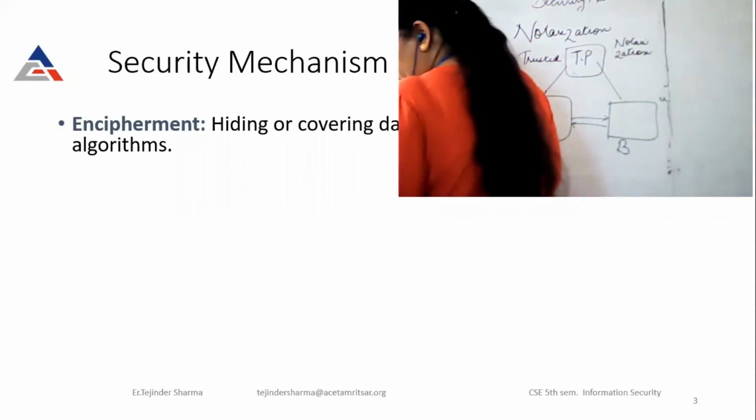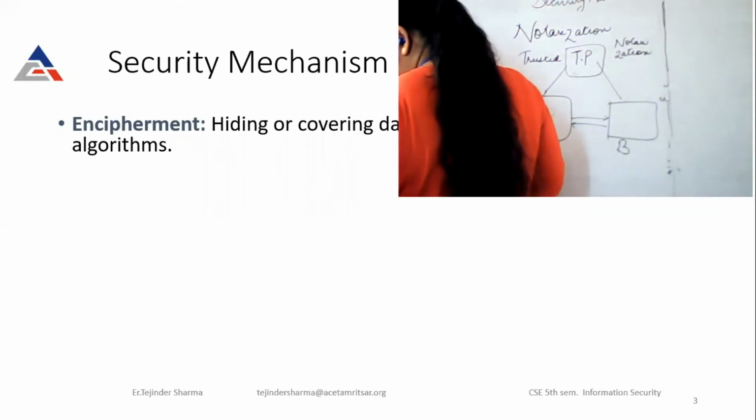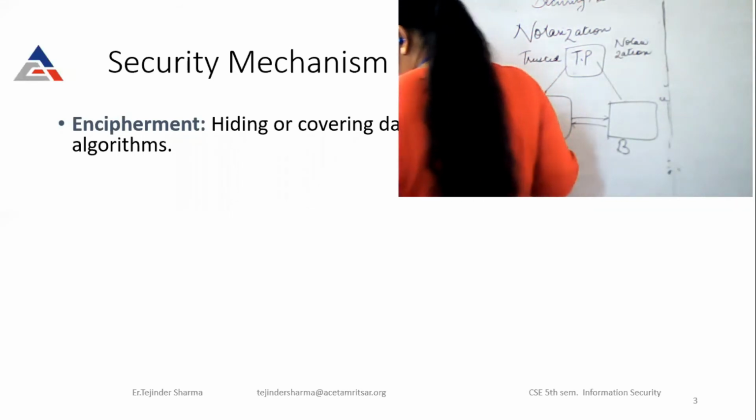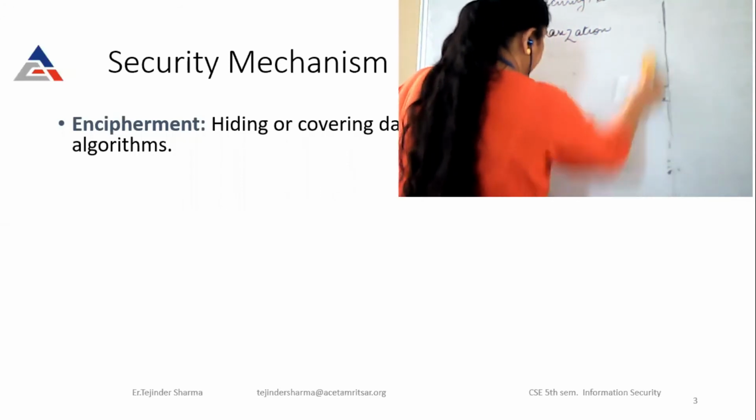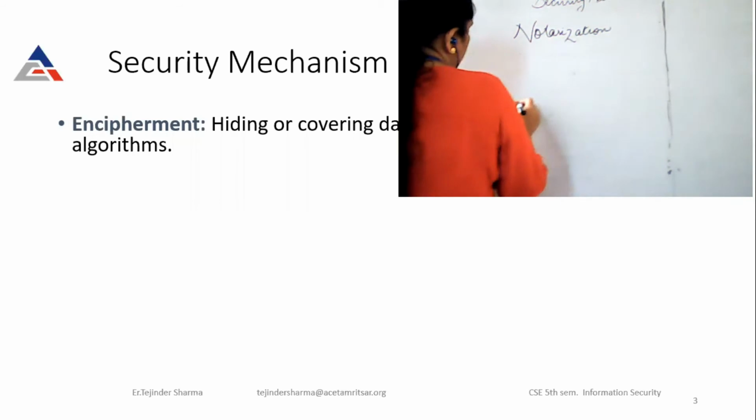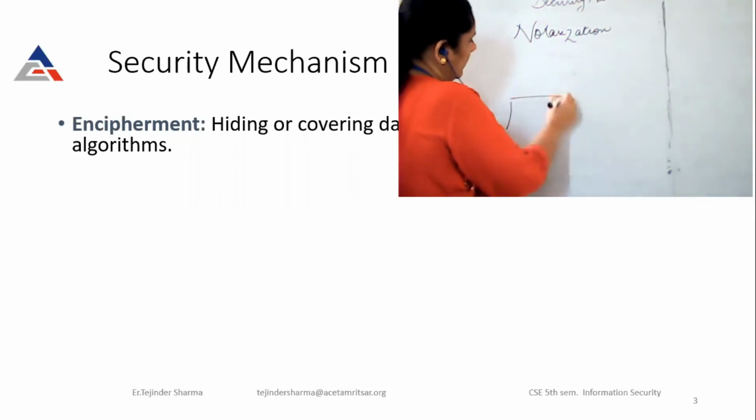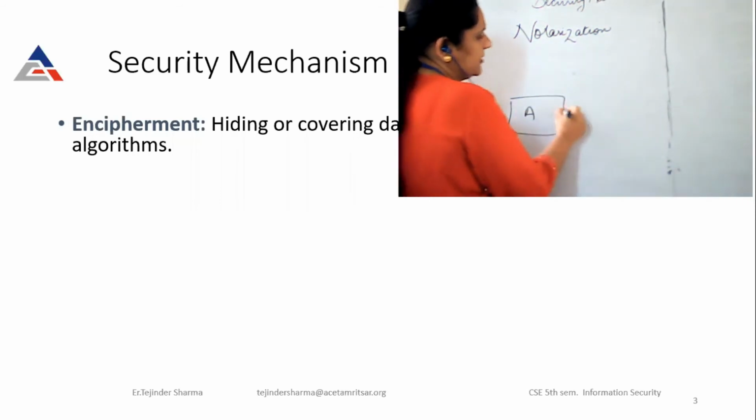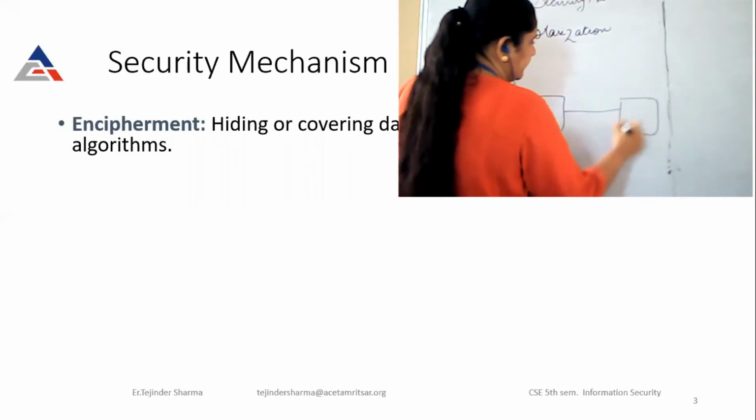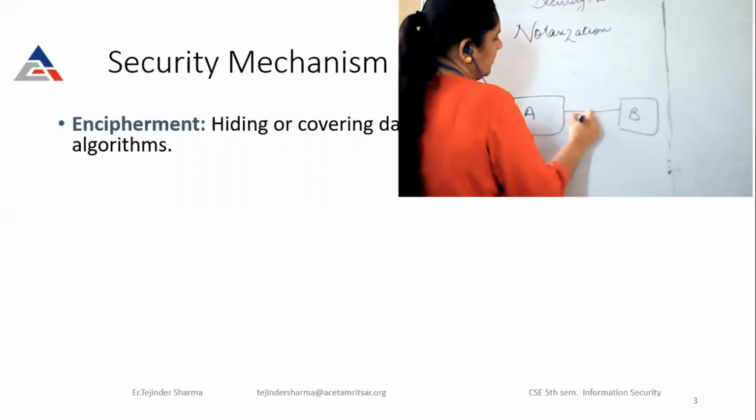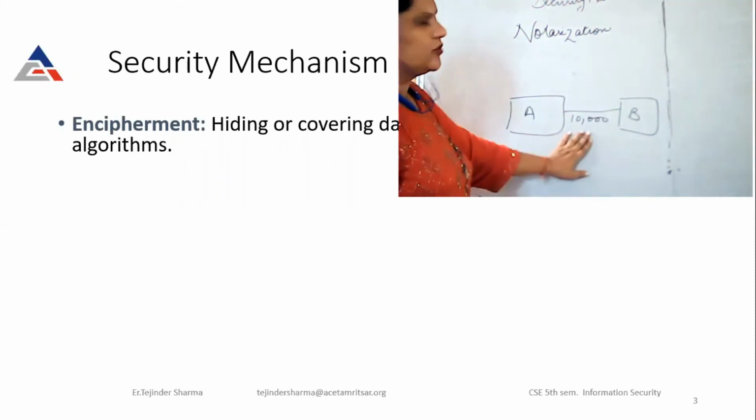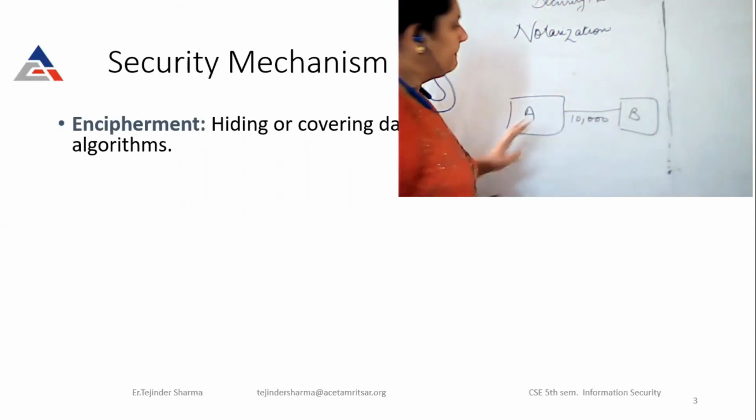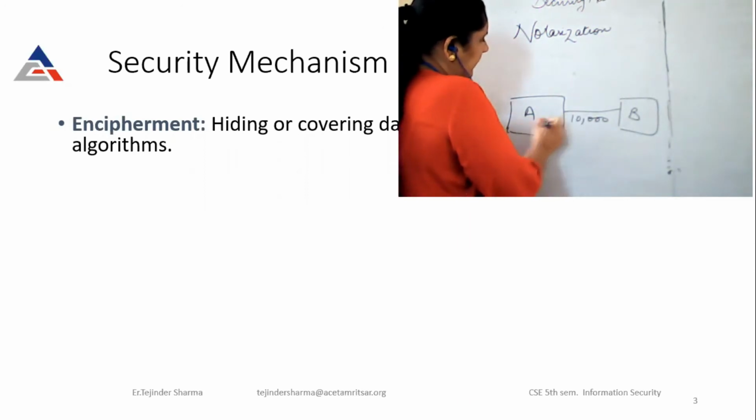Fine. Next, I'll give you an example of it. Just wait. See, A has sent some money to B. Suppose 10,000 rupees, electronically. A says it has sent.